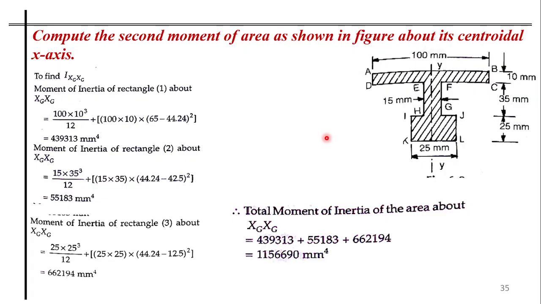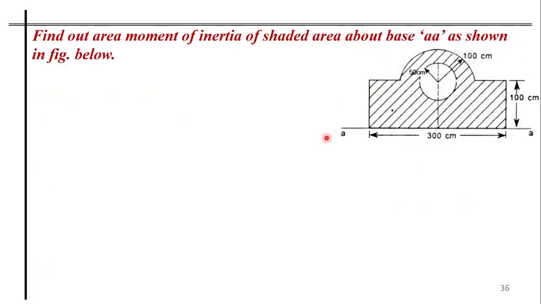All right. Now let us move on to the next one. So what is happening in here? Now what is happening here is you have a rectangle. To this rectangle you have a semicircle which is getting added, and to the semicircle part there is a circle portion which is being removed. So the moment of inertia of the shaded area about base AA as shown in the figure below. They are asking us to find out the moment of inertia about this base.